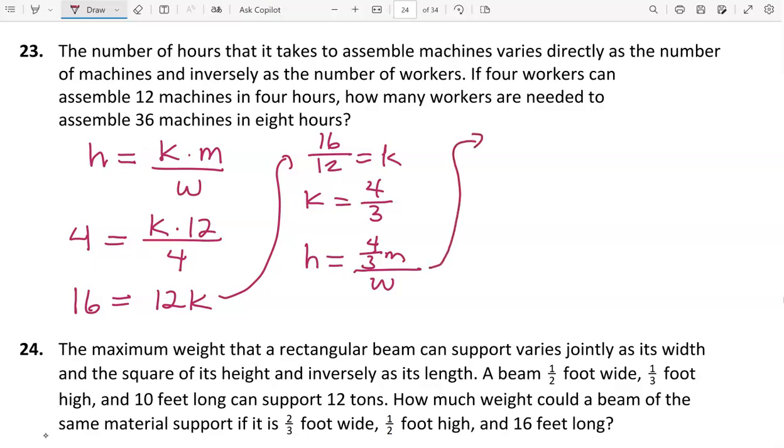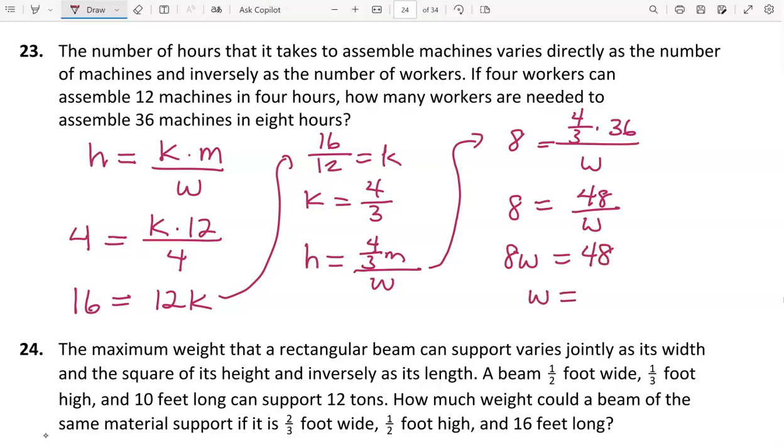So we are looking for the number of workers. So we're looking for W, that's not given, and we know that 4/3 is the value of K, and we know the number of machines that we're looking to assemble is 36 machines, and we're looking to do this in 8 hours. So 8 is the value of H. We can simplify what's on the top in the fraction. 4/3 times 36 is 4 times 12, or 48. So 48 divided by W is equal to 8. Multiply both sides by W. 8 times W is equal to 48, and W is equal to 6. So that's 6 workers.